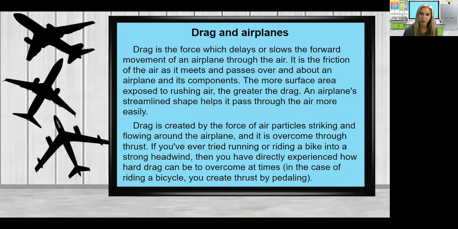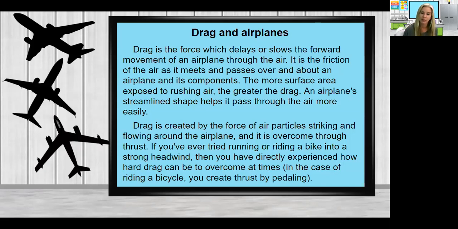Drag in airplanes. Drag is the force which delays or slows the forward motion of an airplane through the air. It is the friction of the air as it meets and passes over and about an airplane and its components. The more surface area exposed to rushing air, the greater the drag. An airplane's streamlined shape helps it pass through the air more easily. Drag is created by the force of air particles striking and flowing around the airplane, and it is overcome through thrust. If you've ever tried running or riding a bike into a strong headwind, then you have directly experienced how hard drag can be to overcome at times.